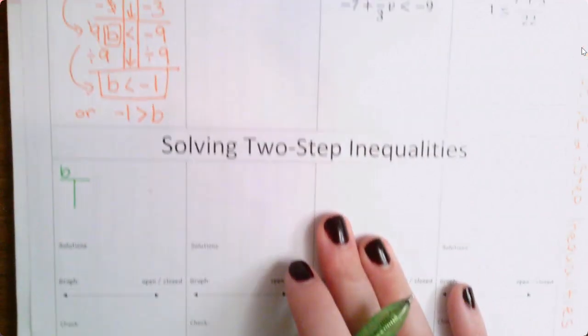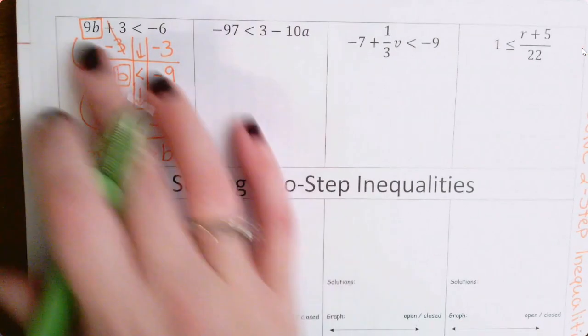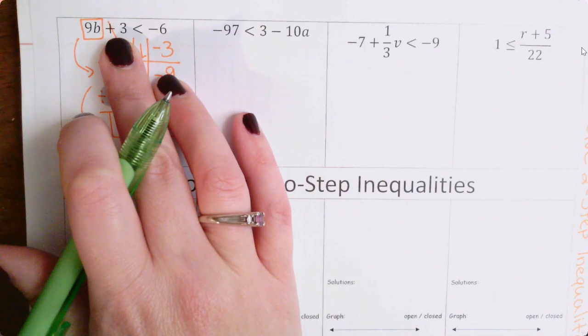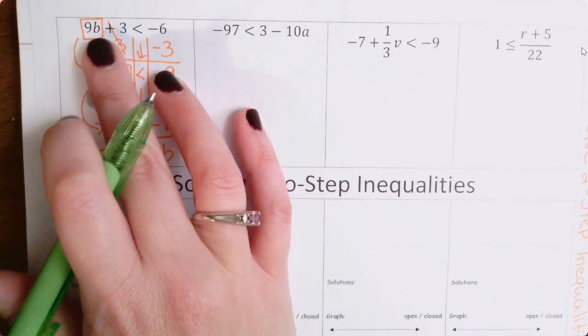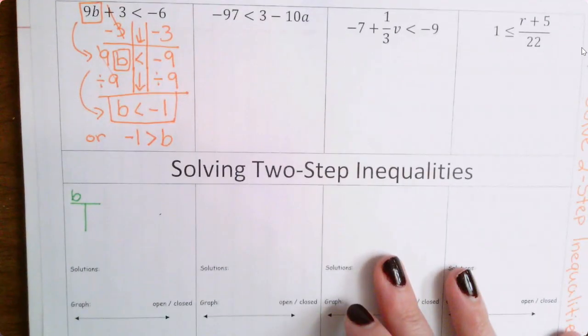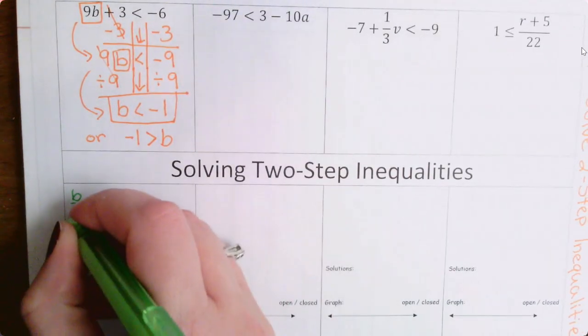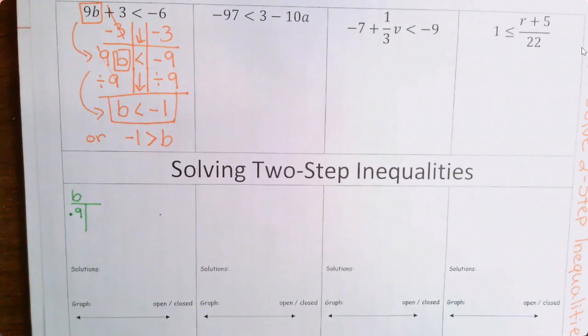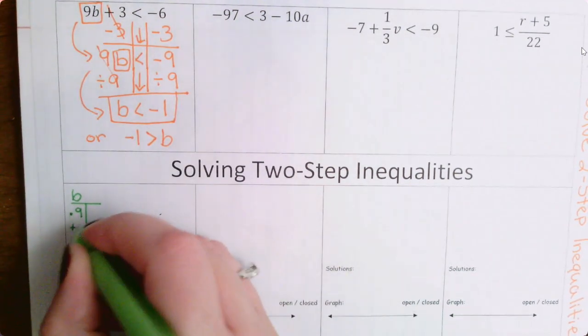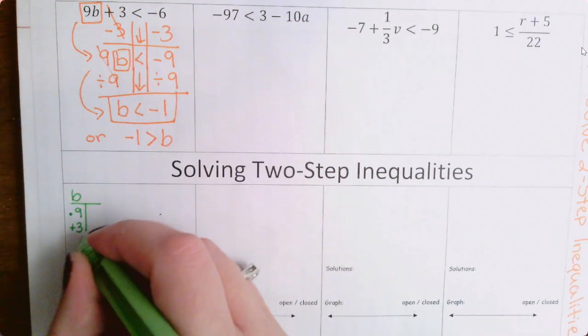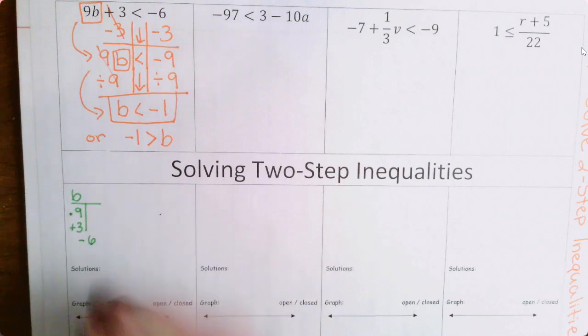If I follow order of operations, the way everything was listed on the left-hand side here, I have both multiplication and addition. The first thing that would happen is that the b would be multiplied by 9. So I'm going to write times 9 on the left-hand side. Once I multiplied b times 9, I would add 3 to it. So that's on my do side. Down at the bottom, I write what's on the other side of the inequality, which is negative 6.